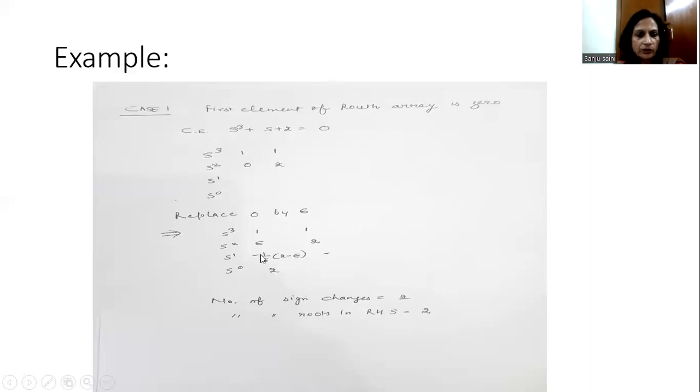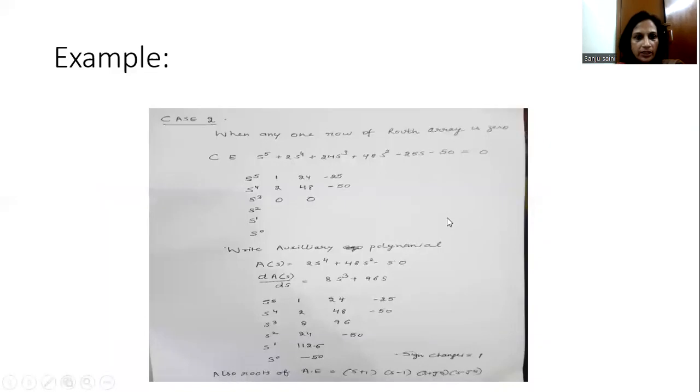Then we'll get the values of all the entries on the first column of the Routh array by substituting the limit of epsilon tending to 0. Then we'll check the total number of sign changes, which will tell us the total number of roots of the characteristic equation lying in the right half of the S-plane.